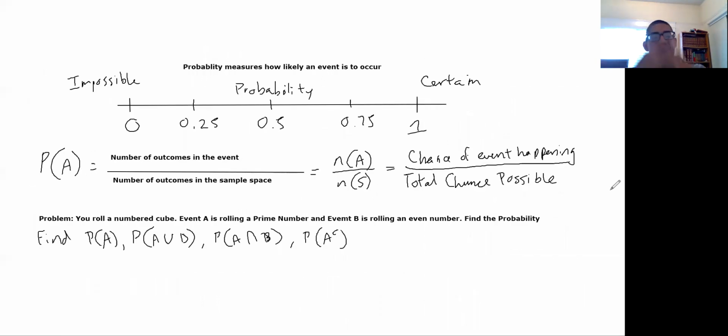Okay, so I gave you that whole thing, and what is that whole thing for? It's to find the probability of an event happening. Probability measures how likely an event is to occur. We have a number line. If you have a 0 probability, that just means that whatever event you're trying to find the probability of, it's impossible. It can never happen. If the probability of an event happening is 1, that means it's certain to happen, it's absolutely going to happen, right?